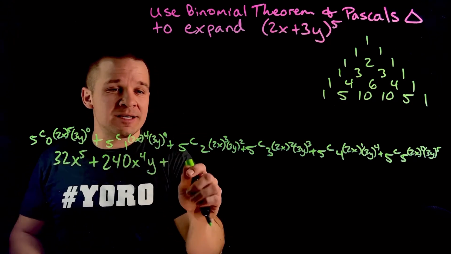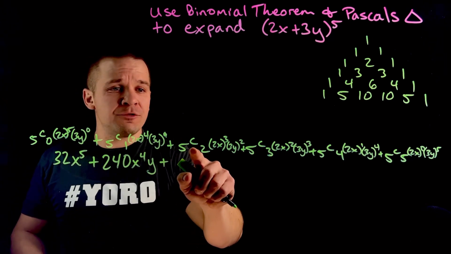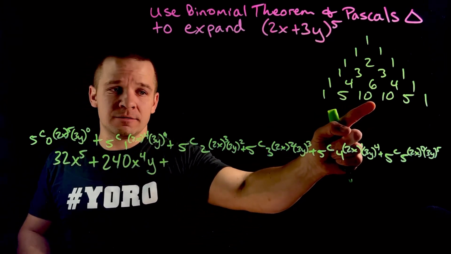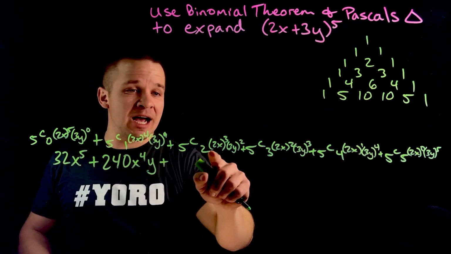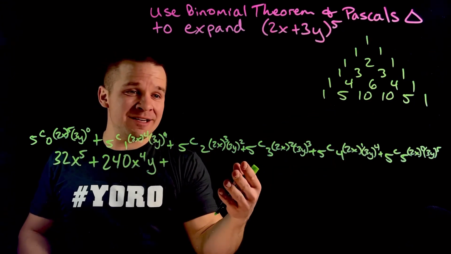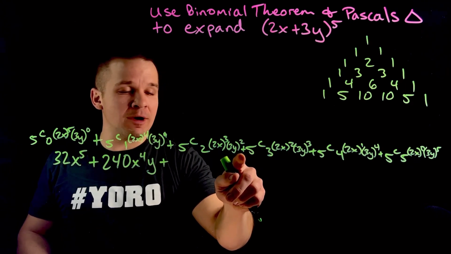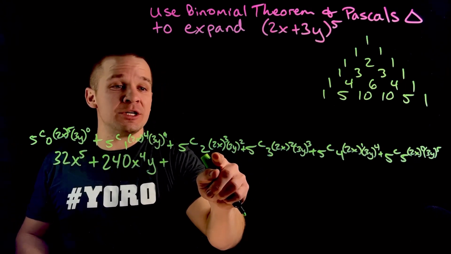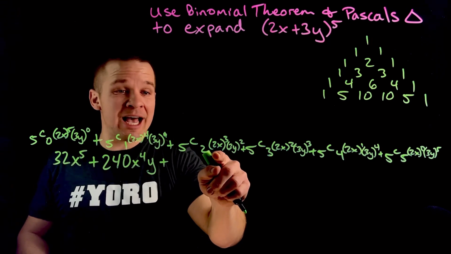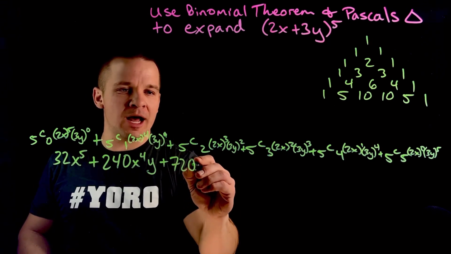All right. Next up, we've got 5 choose 2. It's going to be 10. Okay? So we have 10 times 2 to the 3rd, that's 8. And then 3 squared. 3 squared is 9, right? So 9 times 8, that's 72. 72 times 10 is going to be 720. We can handle that one.